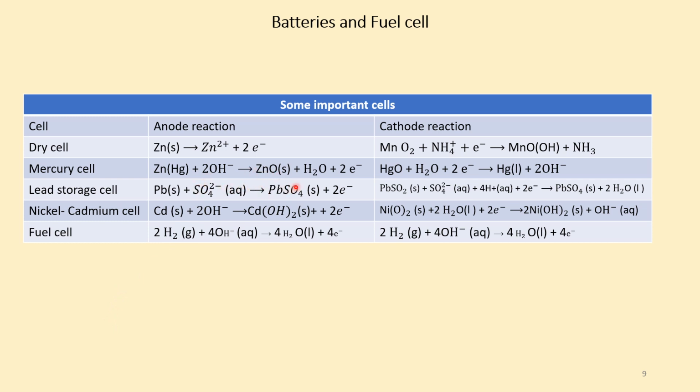Reactions at anode and cathode in respect of dry cell, mercury cell, lead storage cell, nickel cadmium cell and fuel cell are shown in the table. So in case of dry cell, Zn(s) oxidizes to form Zn2+ plus 2e-. At cathode, MnO2 plus NH4+ plus e- gets reduced to form MnOOH plus NH3. In case of mercury cell, Zn(Hg) plus 2OH- combine to form ZnO(s) plus H2O plus 2e-. At the cathode, HgO plus H2O plus 2e- combine to form liquid mercury, Hg(l), plus 2OH-.